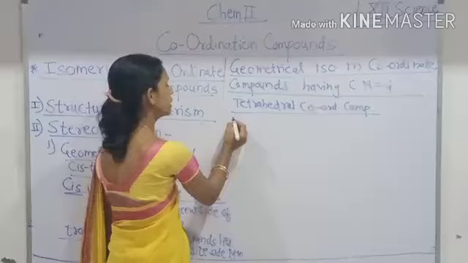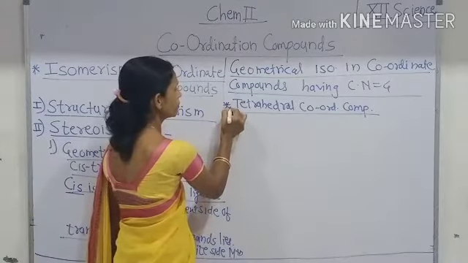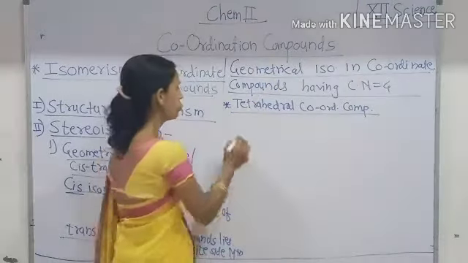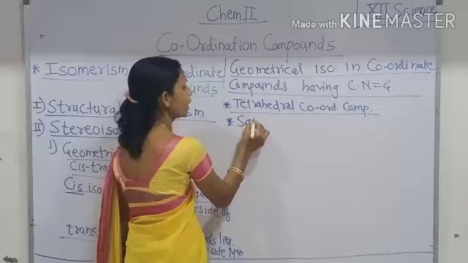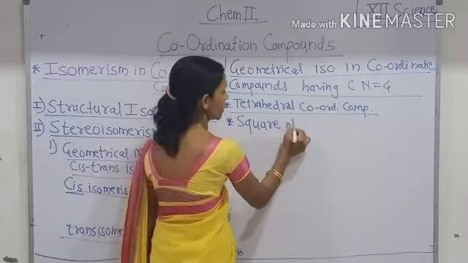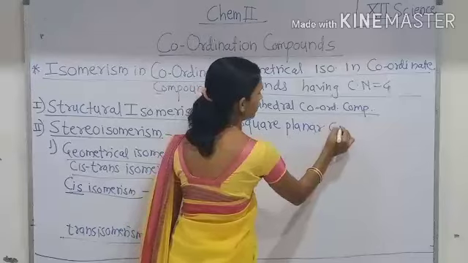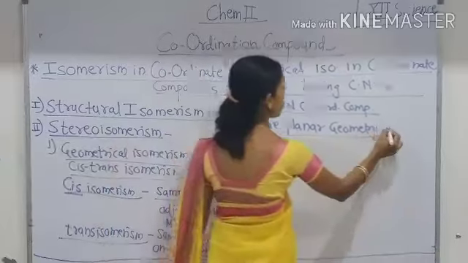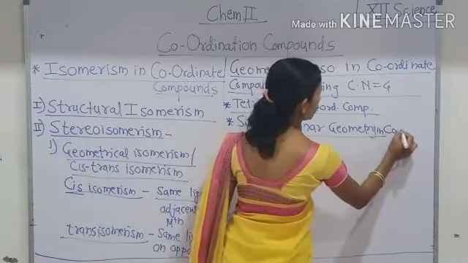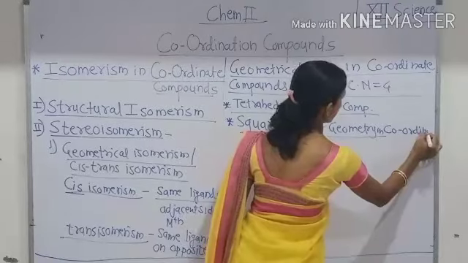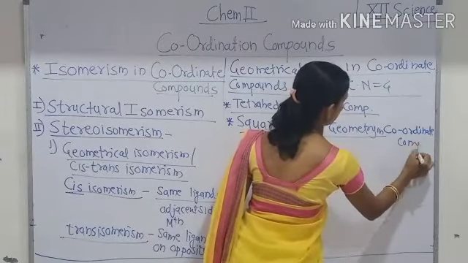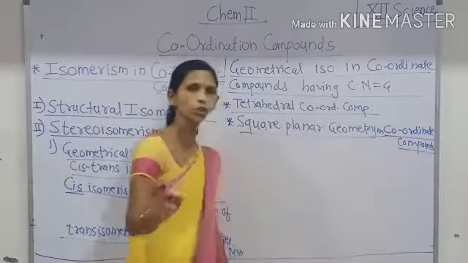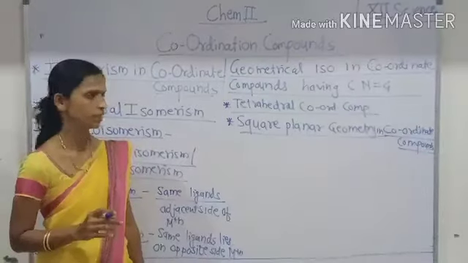Then see here, the second type, that is geometrical isomerism in coordinate compounds having square planar geometry. These are the type of coordinate compounds which show geometrical isomerism.